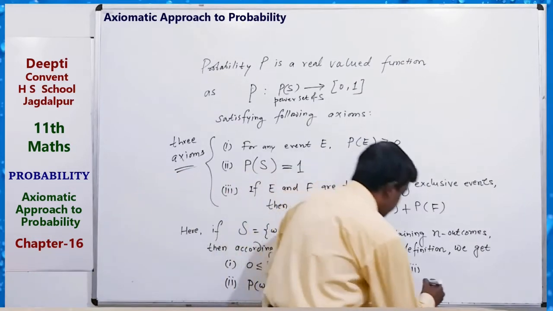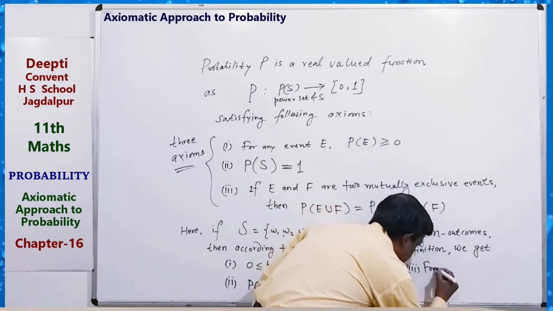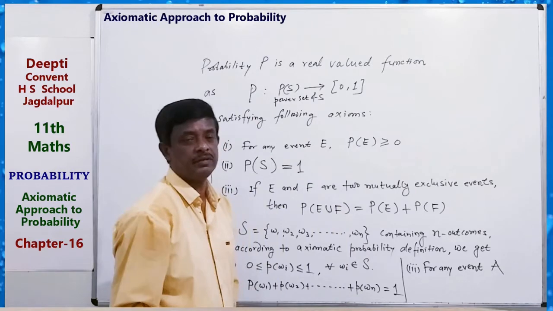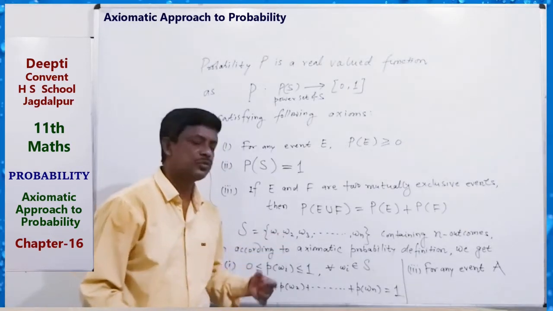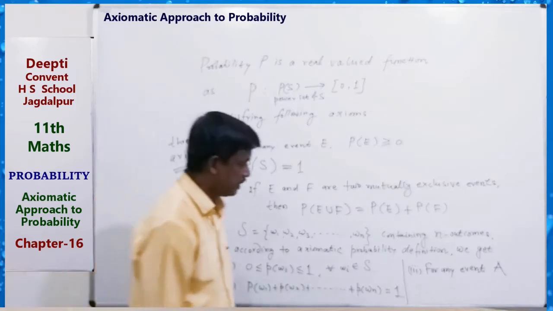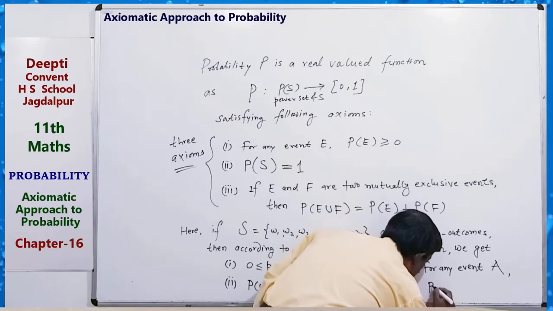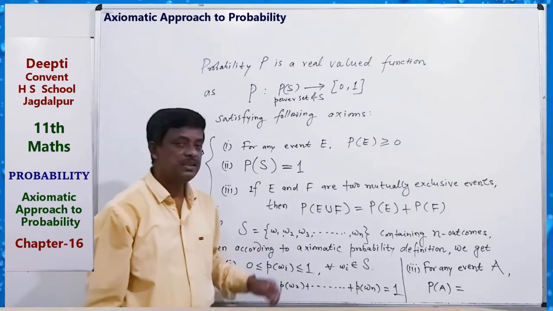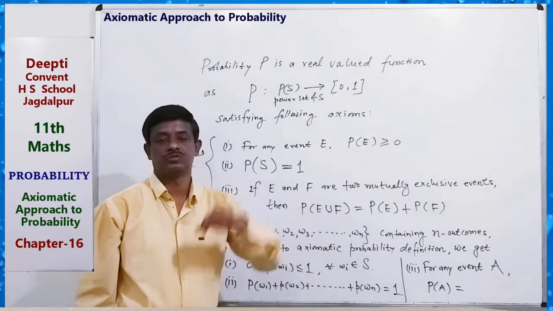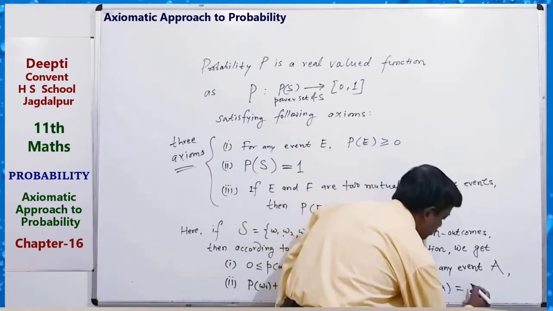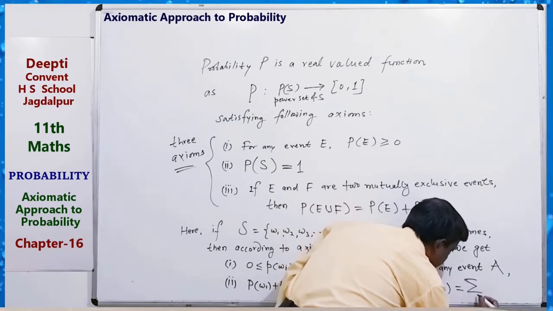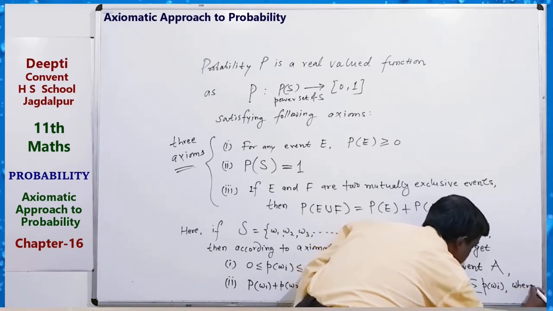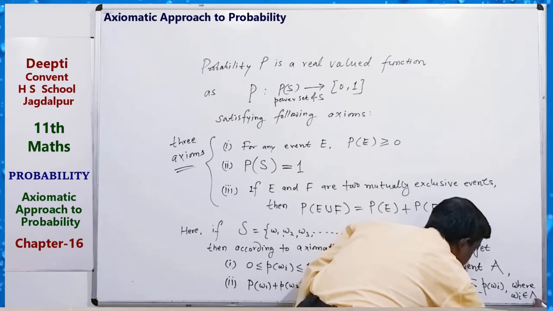So for any event A, A may be omega 1, omega 2, omega 3, or also a combination of 2, 3, 4 and so on. For any event A, the probability of A means what? Because any event may contain 2, 3, 4, 5, 6 outcomes and so on. So the probability of A is equal to the sum of the probabilities of omega i, where omega i belongs to A.